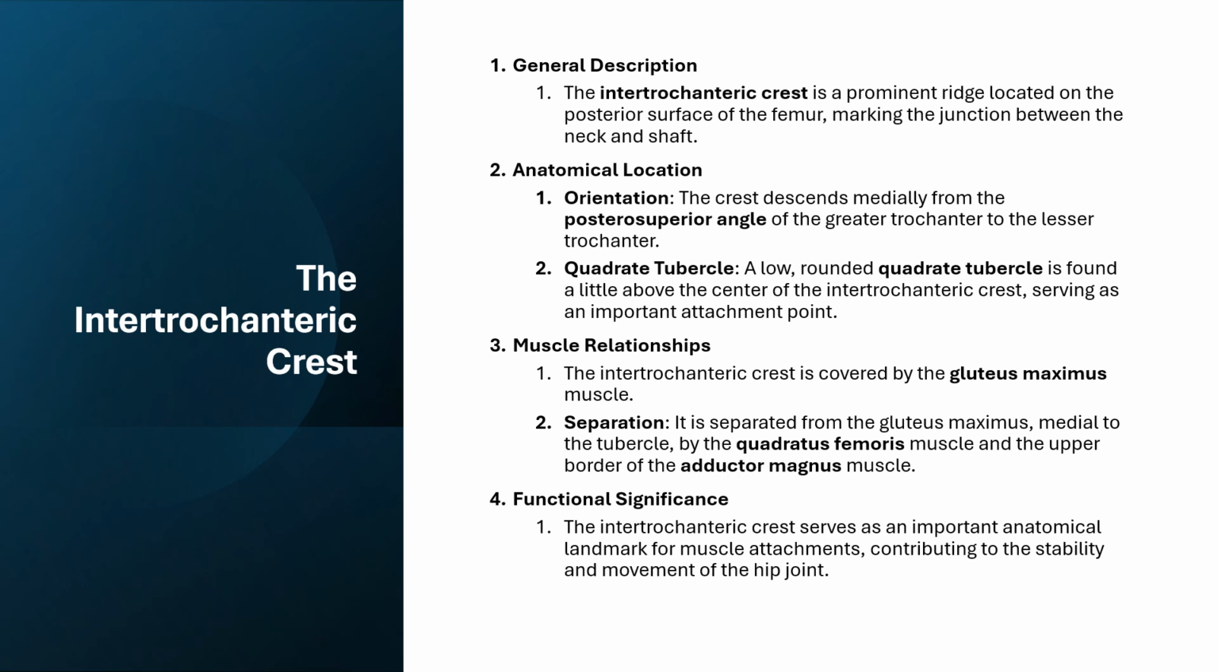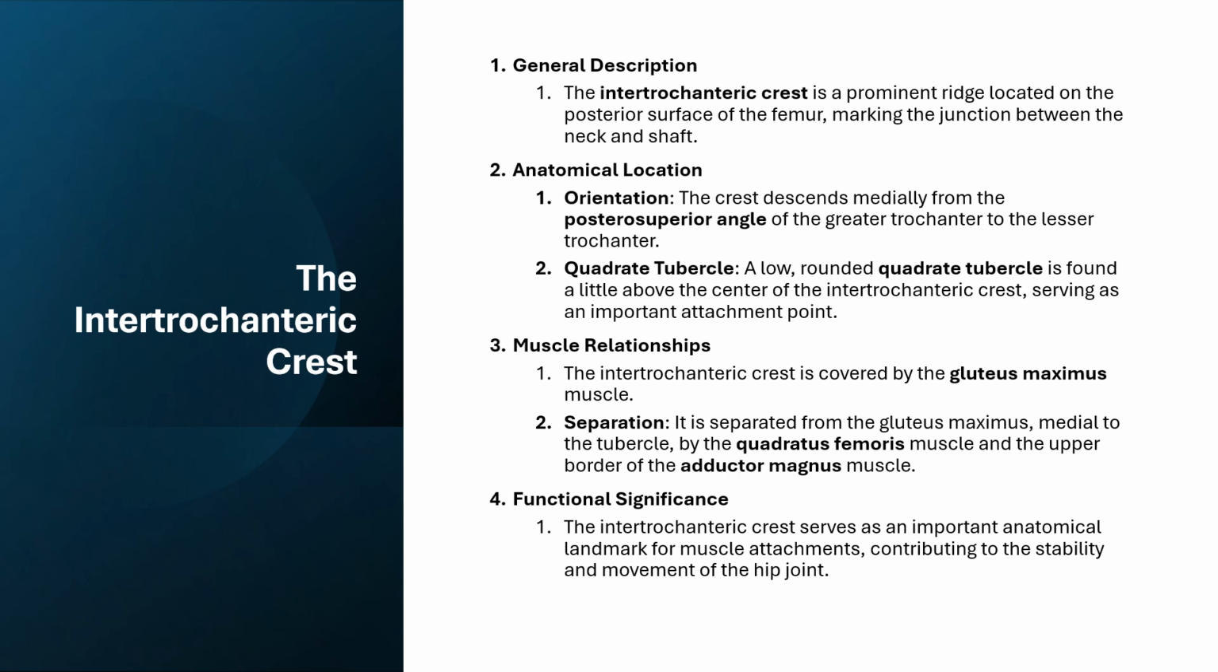The intertrochanteric crest is a prominent ridge located on the posterior surface of the femur, marking the junction between the neck and the shaft. Anatomical location and orientation: the crest descends medially from the posterior superior angle of the greater trochanter to the lesser trochanter. Quadrate tubercle: a low, round quadrate tubercle is found a little above the center of the intertrochanteric crest, serving as an important attachment point.